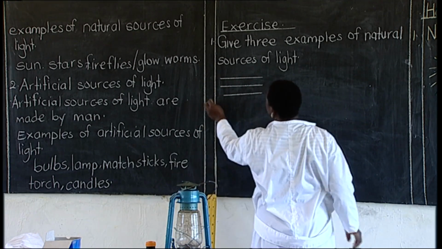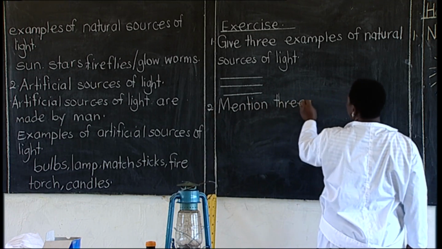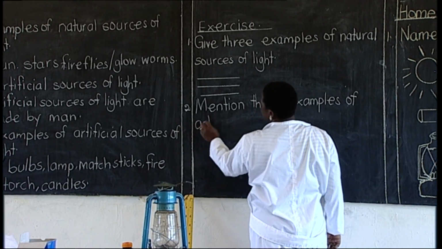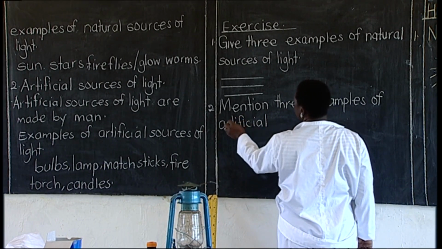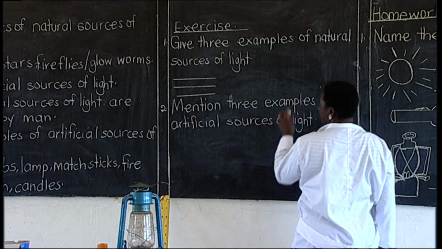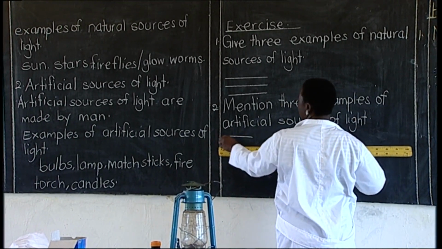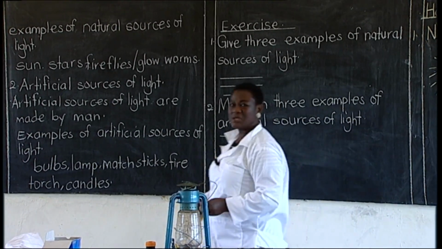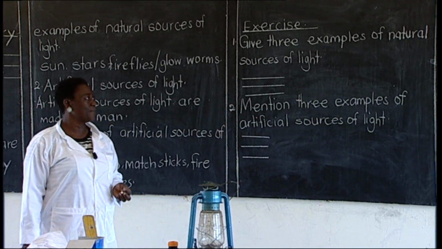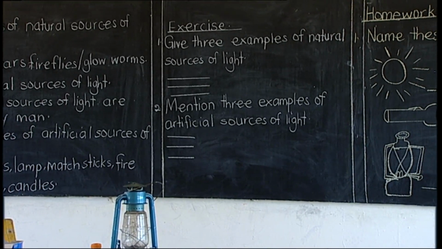Okay? Number two, mention three examples of artificial sources of light. These ones are created by man. They are made by man, the artificial ones. Make sure you write properly. Underline with a ruler. Don't underline with your free hands. Print better than the teacher, I know. We have people who can print. Make sure your work is neat. Okay?